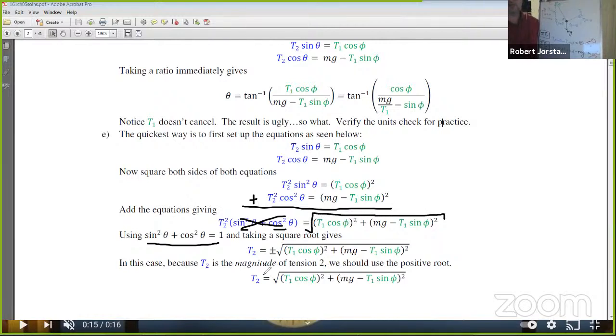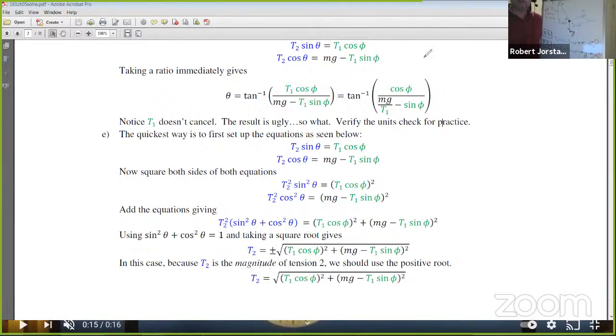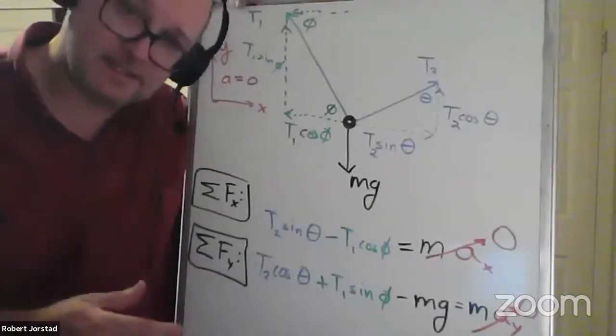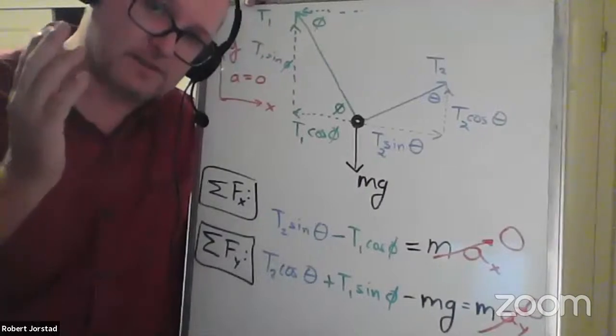And then in this case, we're assuming the tension should be positive because it's a magnitude. And you get this long result. And you could go on further and further and simplify that if you want. The point being, you could use this and that video to check your results.